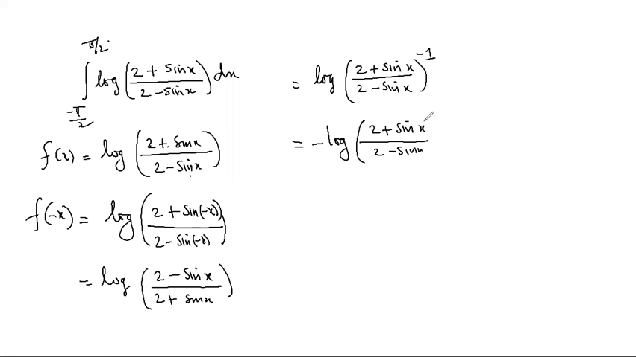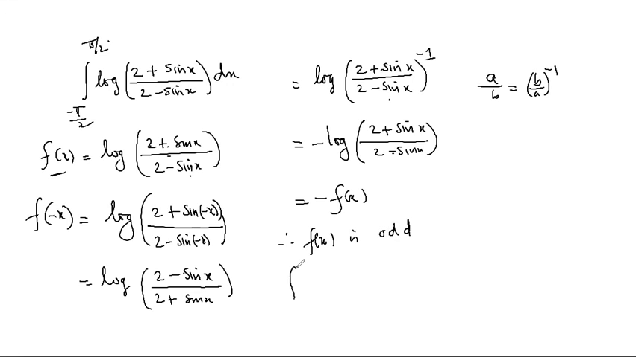I hope you understood this step. A upon b can be written as b upon a raised to minus 1. So this became back to the original function, so it will be minus f of x. Therefore, the function is odd. If the function is odd, from minus pi by 2 to pi by 2, any odd function, what will be the answer? 0. So you will get the answer as 0.